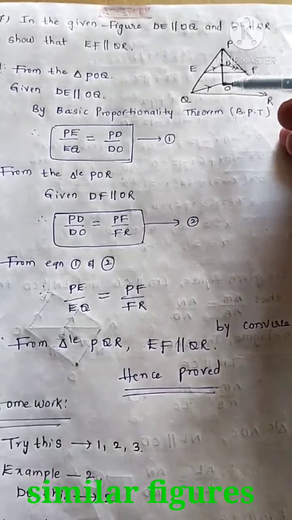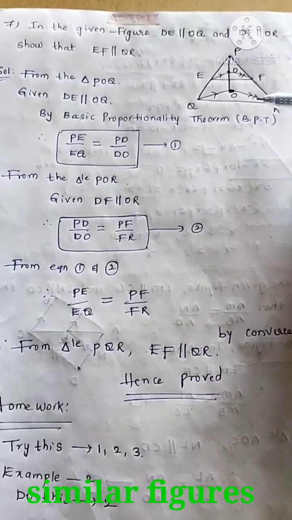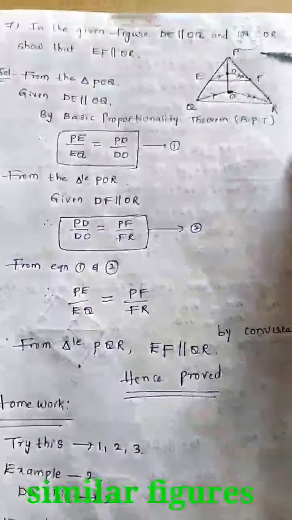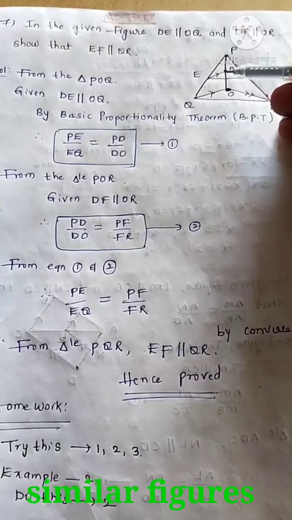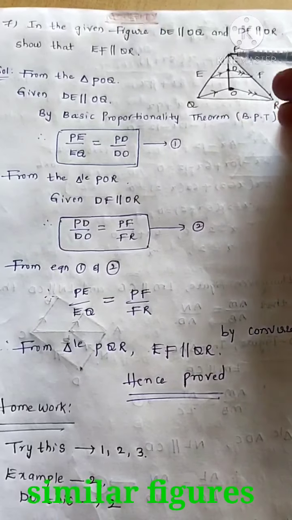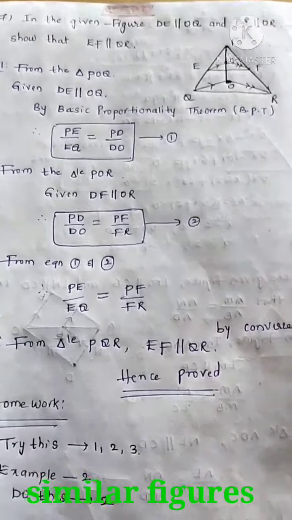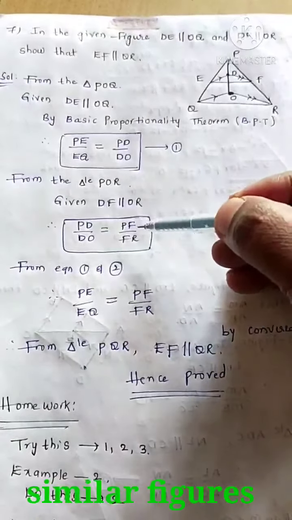The triangle is POR. Now from the triangle POR, given DF is parallel to OR, then the condition, this is the vertex, PD by DO is equal to PF by FR. The proportional ratio: PD by DO is equal to PF by FR.